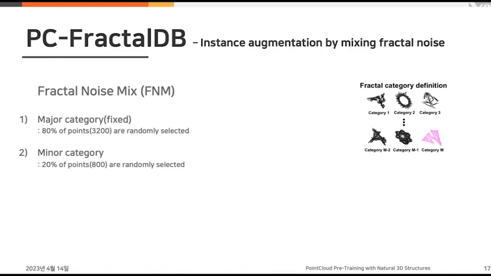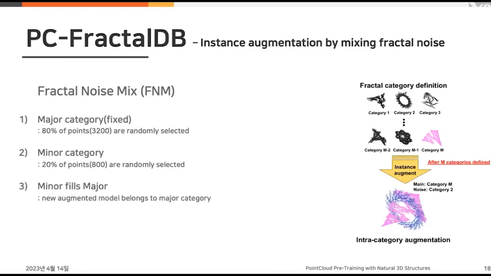Then with all the other models from different categories, here we call them minor categories, take 20% from each of them. And lastly, fill the 80% major category model with all different 20% of minor models. So now what we've got is models with all different 20% of minor models. And all those models are categorized into the major category. And they say that this is to keep the important fractal shape feature maintained, because just giving a random point cloud to augment would cause us to lose that fractal information.